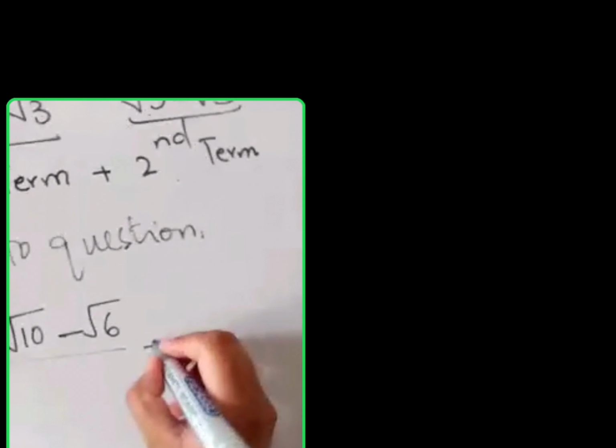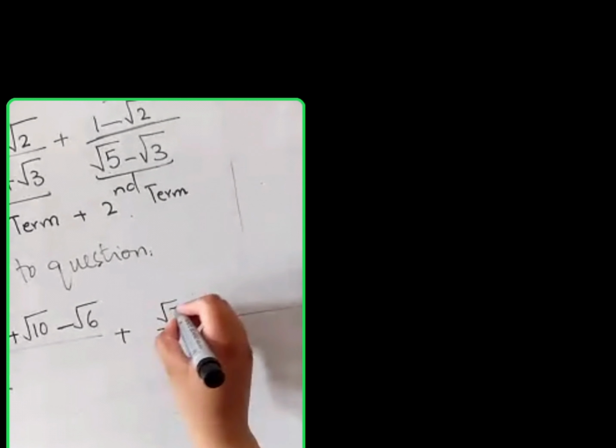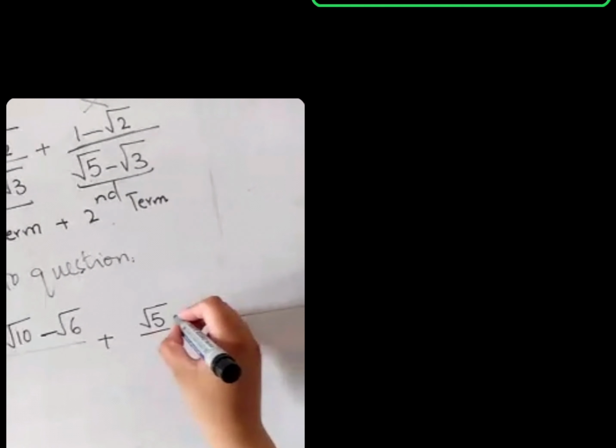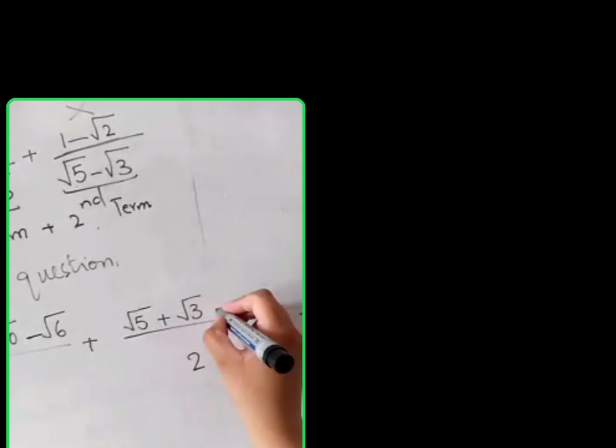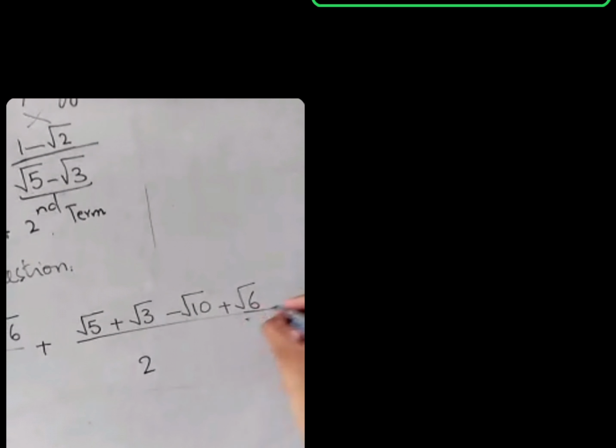Then the sign of plus. In the question, it is the sign of plus here. Write it as it is. Now the second term. At the place of second term, you will write down its solution. What was it? Square root 5 plus square root 3 minus square root 10 plus square root 3 minus square root 10 plus square root 6. Very good.